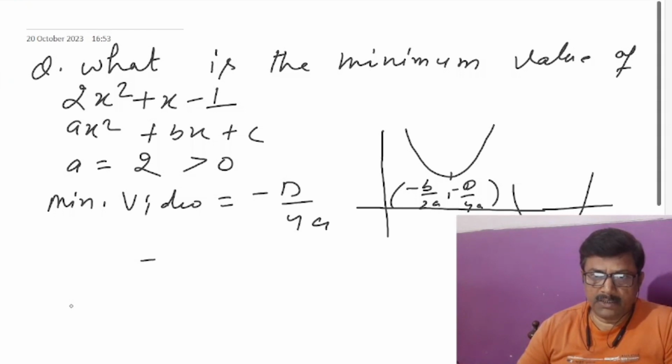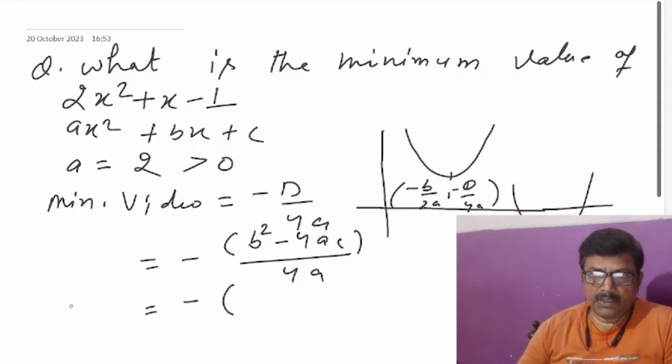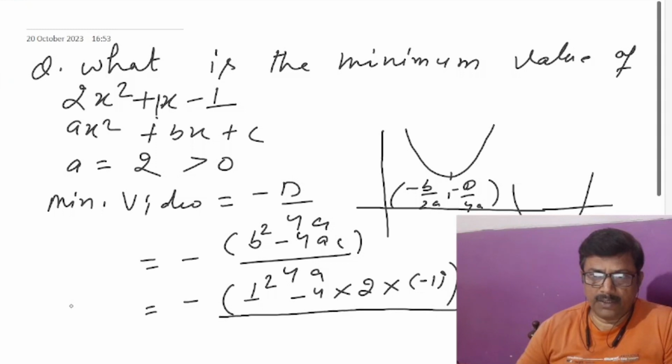And D is what? D is our discriminant, b square minus 4ac, upon 4a. So put the values. The value of b is 1, so 1 square minus 4 times a, which is 2, times c, which is minus 1, upon 4a, where a is 2.